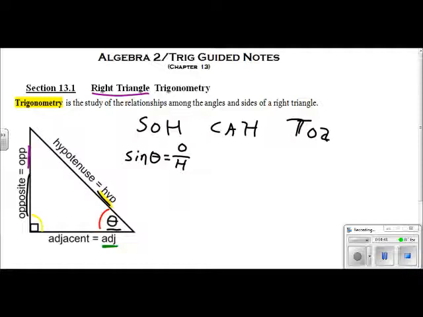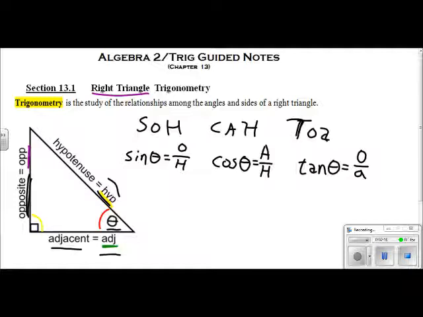CAH means the cosine of theta is the adjacent length over the hypotenuse. So again, whatever this value is divided by this. And TOA means that the tangent of theta is the opposite over the adjacent. So this length over this length.